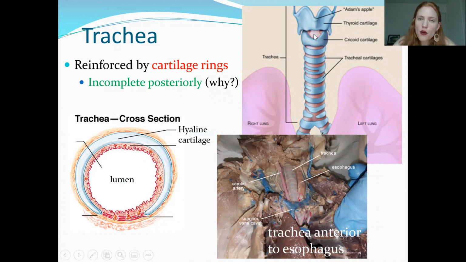And at the top here, this is the larynx. So the larynx is only going to include this region where you can see the thyroid and the cricoid cartilage. Underneath that, starting with these smaller rings of hyaline cartilage, that's where the trachea begins. So the trachea is right here. And those cartilage rings are going to be C-shaped hyaline cartilage rings, and they're not going to go all the way in the back. Why not?